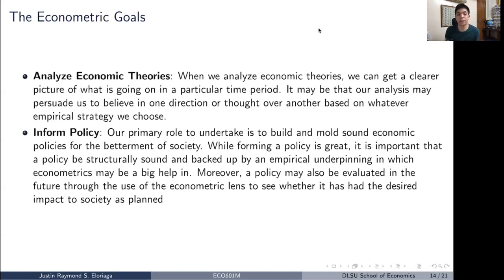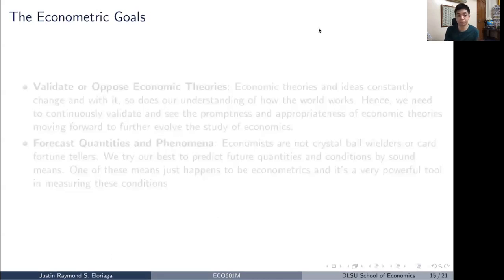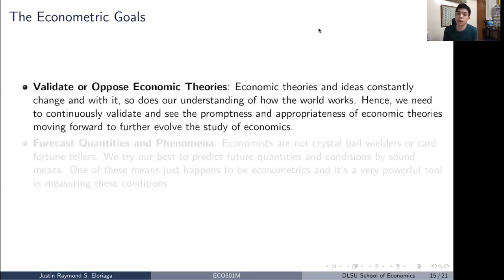So the first two goals are analyzing economic theories and informing policy. The third one is on validating or opposing economic theories. Economics as a discipline has always been accustomed to change. We have many volumes and many editions of our textbooks, and that's because the world is dynamic. Theories yesterday often do not work today and are constantly revised as we learn more and more about the world. Our understanding and our conception of the world changes as the world progresses on. Hence, we need to continuously validate or sometimes oppose economic theories based on how the world is going.